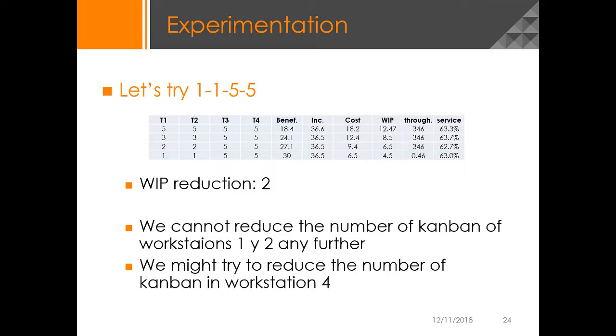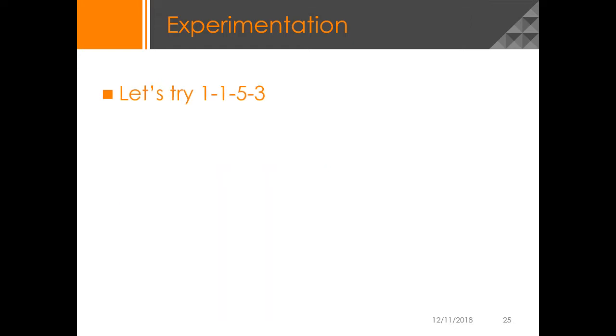So we might try to reduce the number of Kanban in workstation 4, which is not the slowest, so it's the one that might have less Kanban, because if we reduce the number of Kanban in workstation 3, we might get into trouble. So we should start first with workstation 4. By the way, workstation 3 still is working 100% of the time, but you can check that with your simulation model. So after this analysis, we can see what happens if we try 1153.